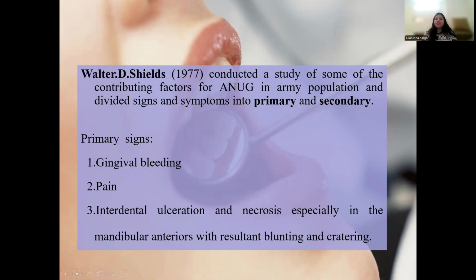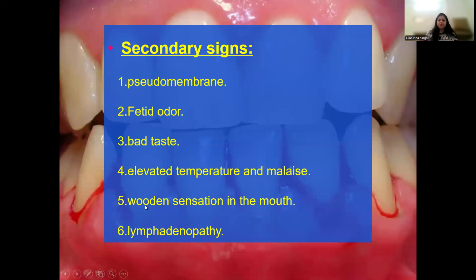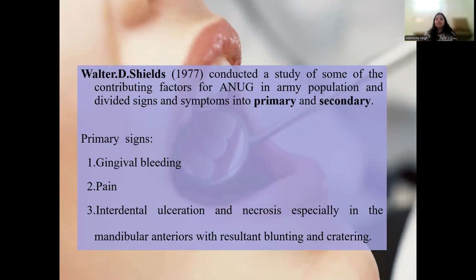So they are divided into signs and symptoms, and there might be some primary and secondary signs and symptoms. When we talk about the primary signs, the first is gingival bleeding, or you can say bleeding on probing, that is the first sign of gingivitis. Then it is followed by pain, interdental ulcerations, necrosis, especially in the mandibular anterior with resultant blunting and cratering.